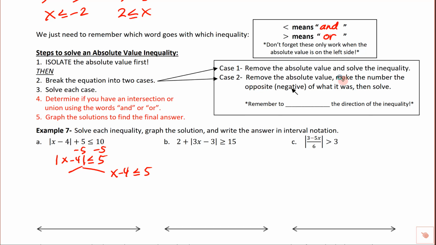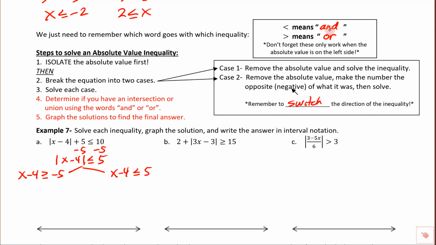And then the other one is remove the absolute value and make the number the opposite of what it was. So this is going to be x minus 4. This is going to be a negative 5. And here's where the key is. This is where this is a little bit different. Remember, if we introduce a negative into an inequality, we've got to switch the direction of the inequality because we're introducing the idea of an opposite. So remember to switch the direction of the inequality. This used to be a less than. We're now going to make this a greater than. Okay? All right, so this is also a less than.